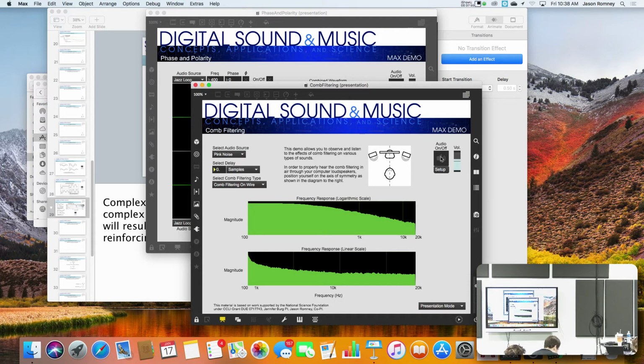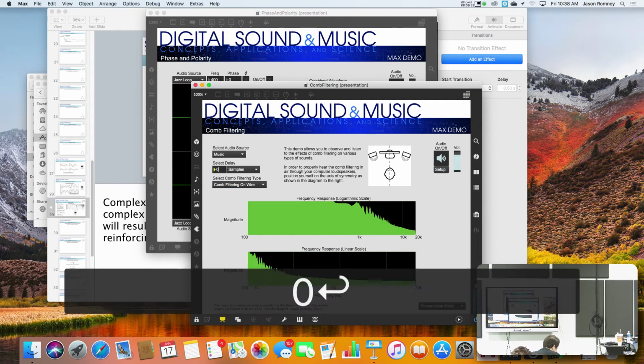Sure. Let's hear what that sounds like with music, actually, before I do it in the air. Okay. So here's your comb filtering on a wire. This is what happens with actual music. So there's your flange effect, right? Well, lo-fi means basically it's comb filtered like crazy.